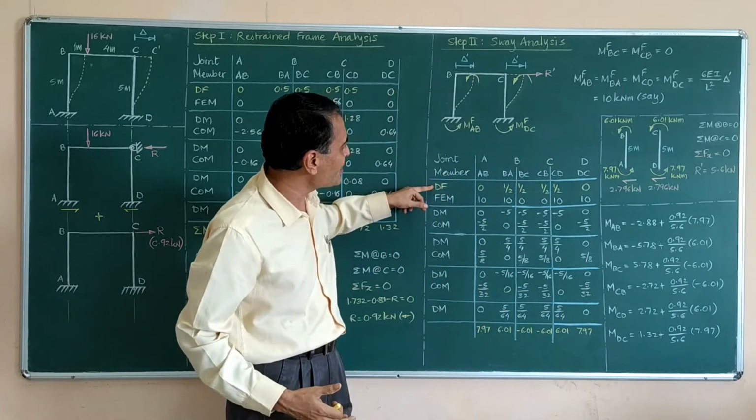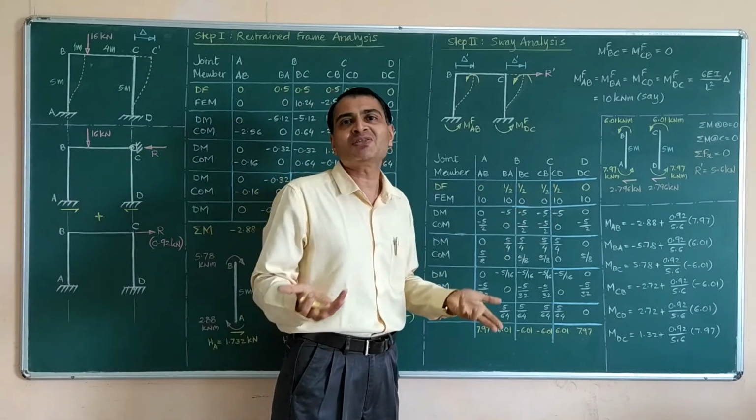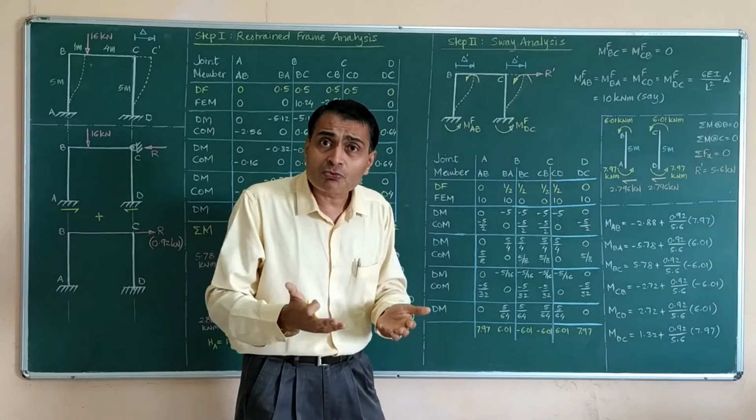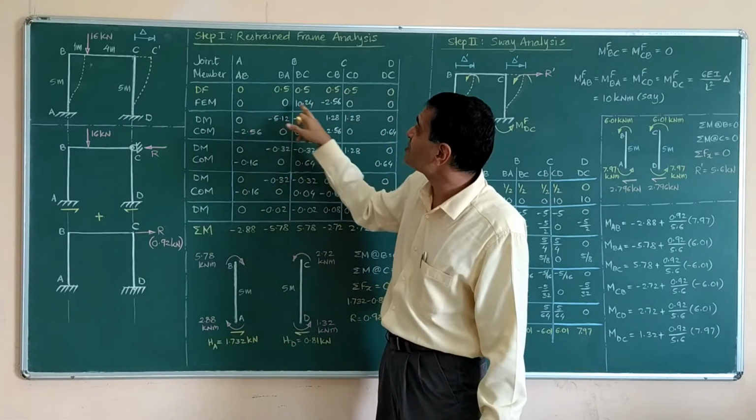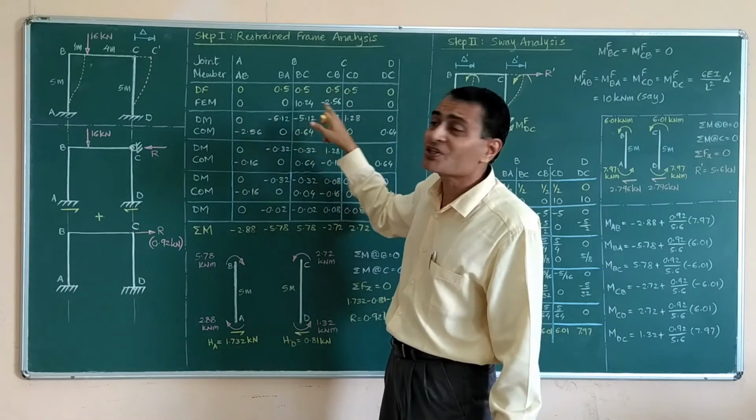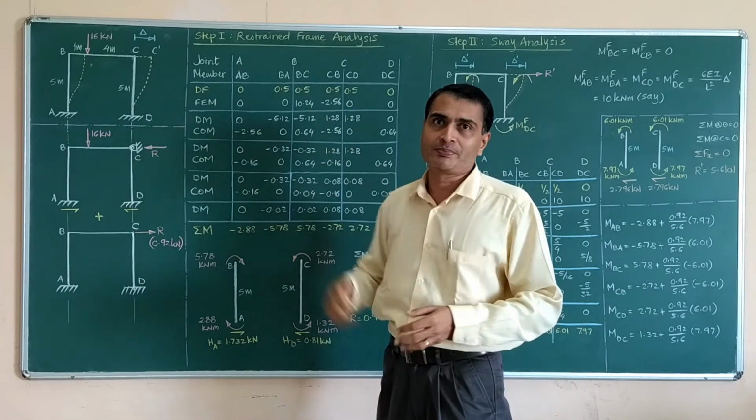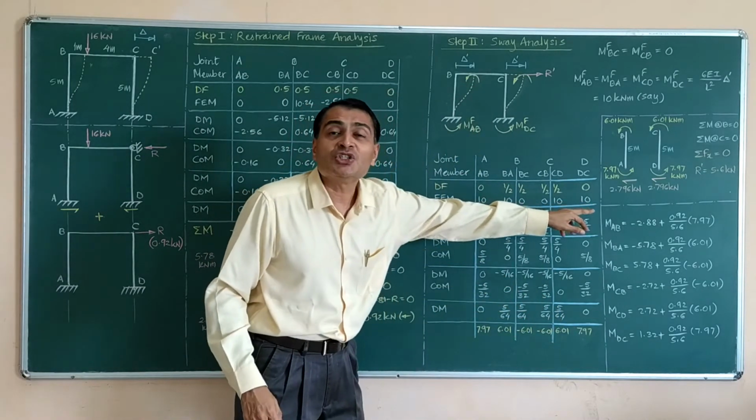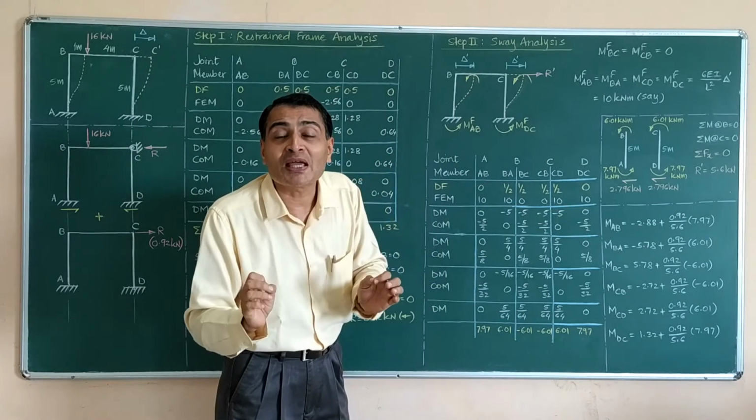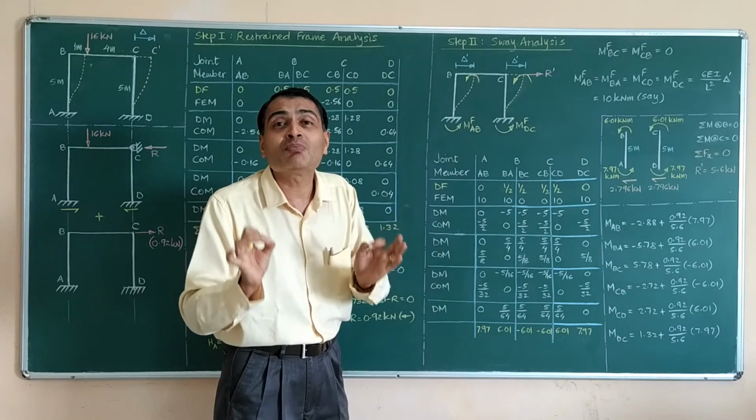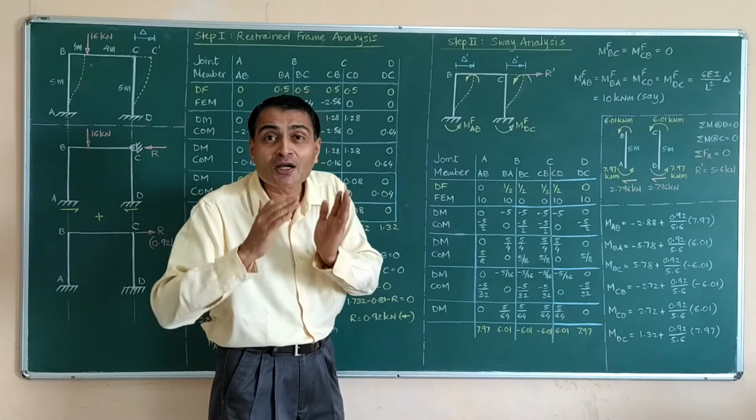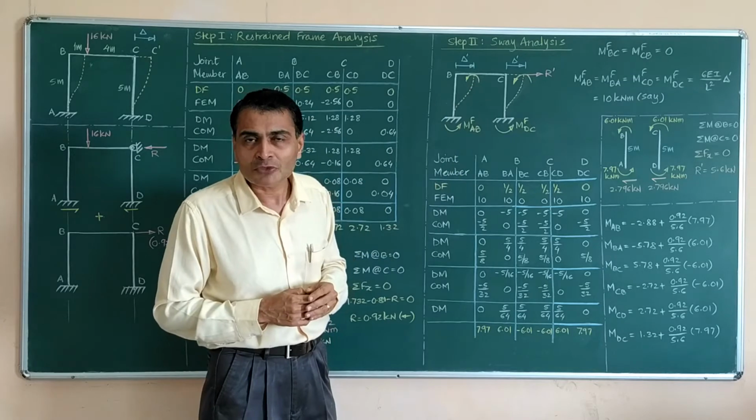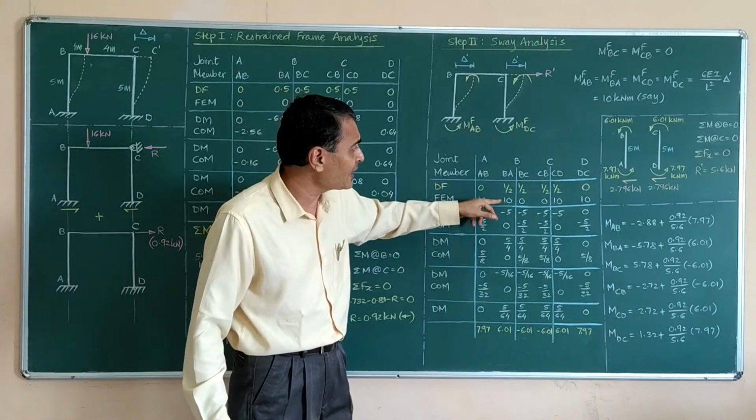You can readily see that my distribution factor is going to remain the same, that is 0.5. I am solving the same frame, but of course my fixed end moment entries were different here. These were fixed end moments generated due to load, and these are arbitrary fixed end moments generated due to unknown sway delta prime. So yes, I am writing 10, 10, 0, 0.